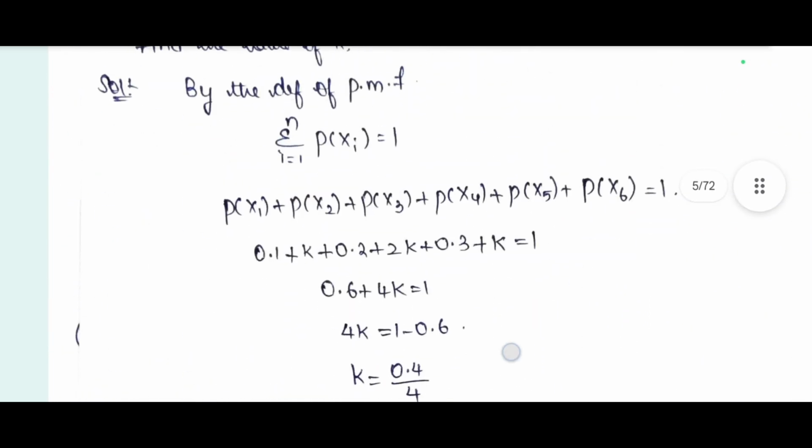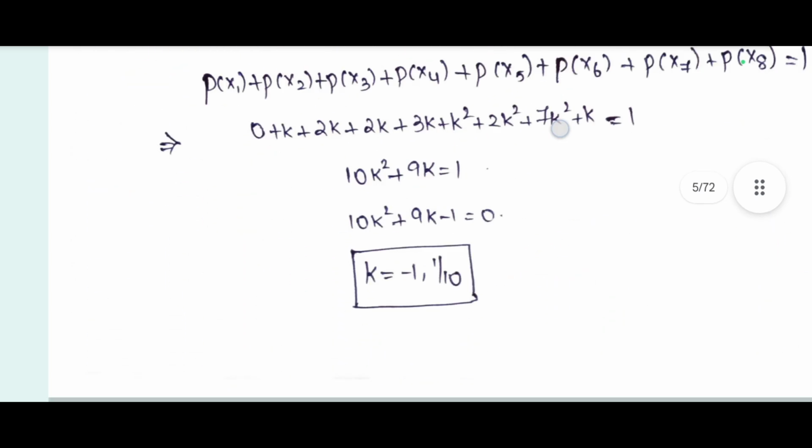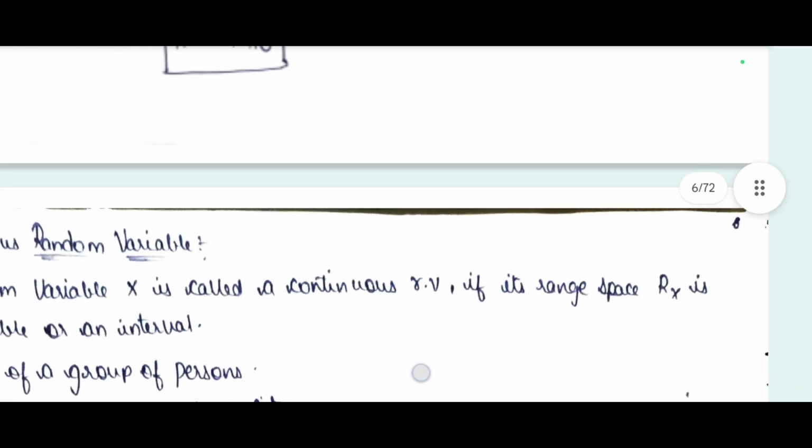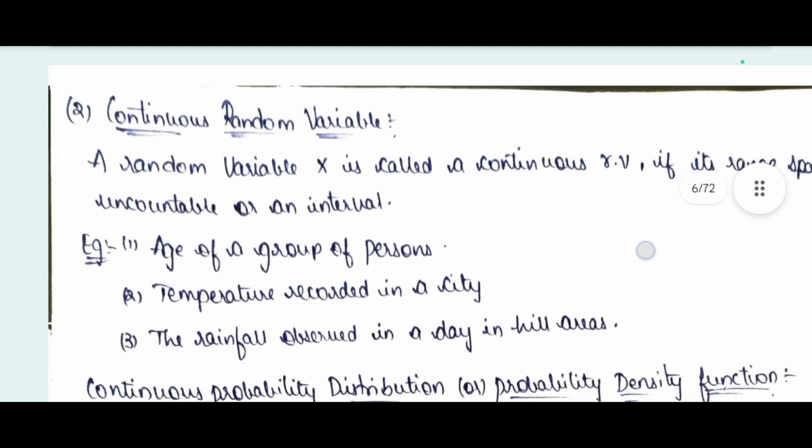Now see the random variable function also. A continuous random variable: a random variable x is called a continuous random variable if its range space R of x is uncountable or an interval.